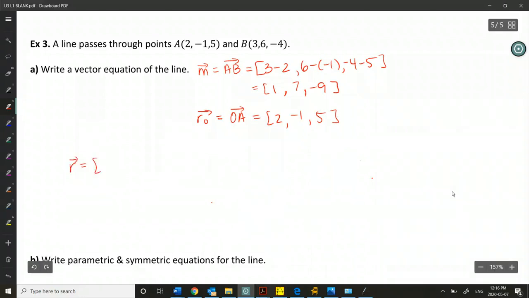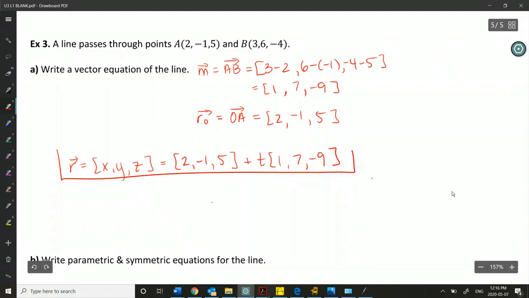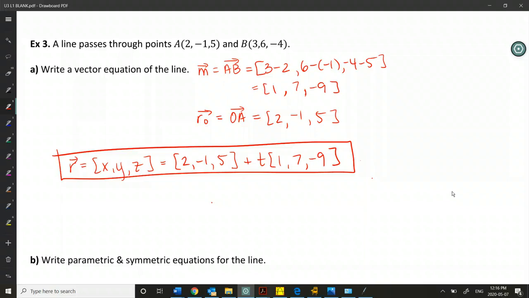So when we do our resulting vector equation here, you can say R as resultant vector, or x, y, z, is equal to the position vector plus our scalar parameter there times the direction vector. So this is one option. You could have also used the position vector 3, 6, -4 if you wanted to.